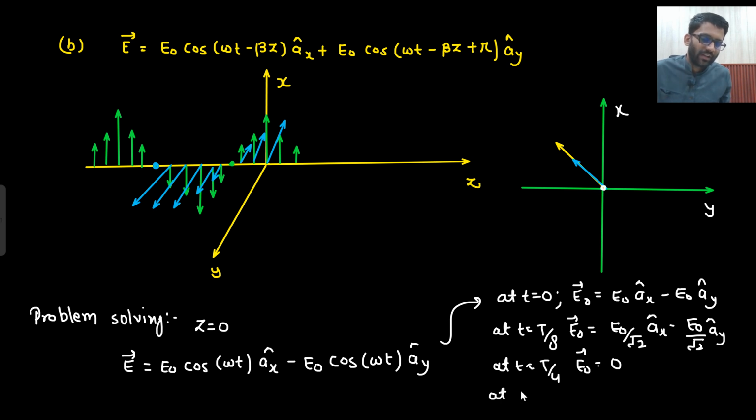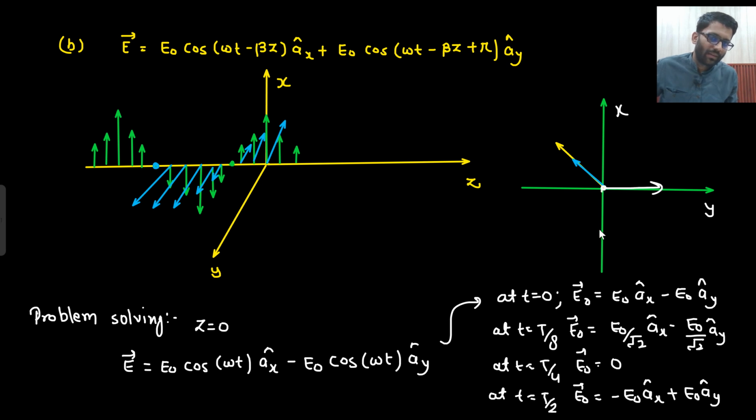Now if I take at t equals to T by 2 also, I can take. So what will be the equivalent? So 2 pi by T into T by 2 I am taking. So that would be pi. So what is the value of cos pi? That is minus E naught ax cap, and this will be plus E naught ay cap. So E naught ay cap and minus E naught ax cap. So this will be the equivalent, right? So you can see this is my equivalent.